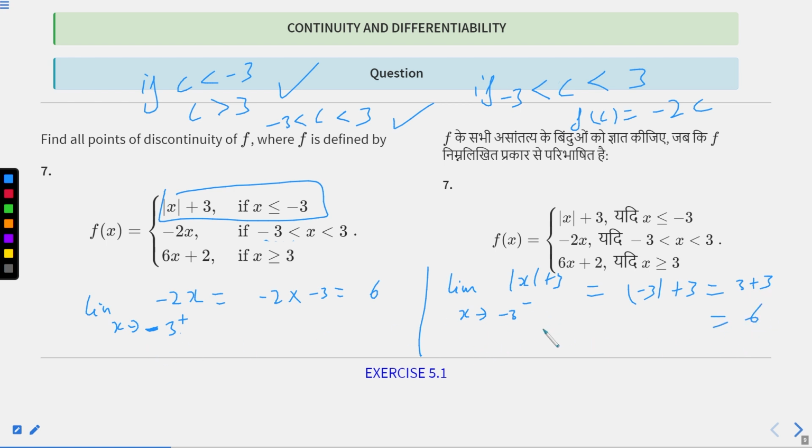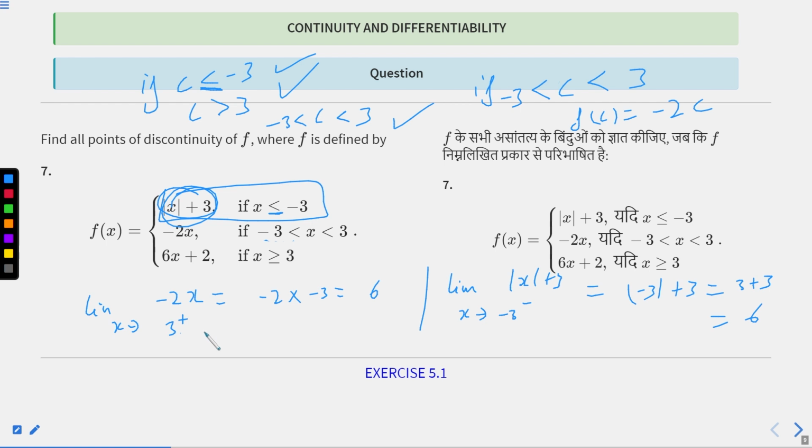The left hand and the right hand side limits are both the same. What about the value at the point? So f of minus 3. Equality is here, so I have to use this one, which will be minus 3 plus 3, which means 6. So it is continuous at minus 3 also. Okay, done. What about plus 3? Let's see.